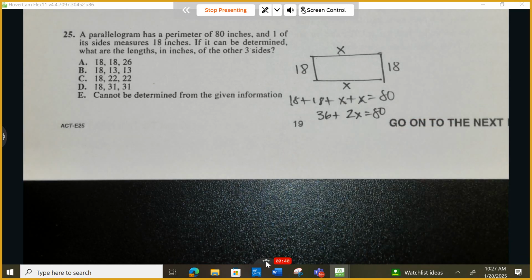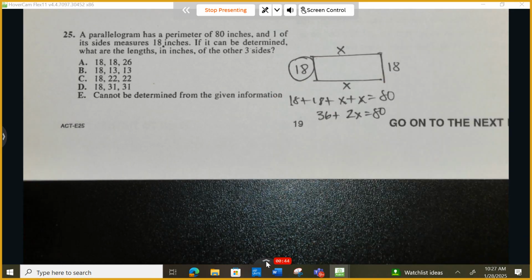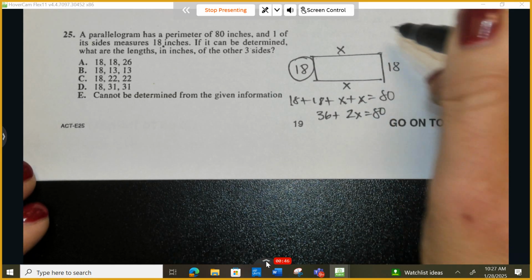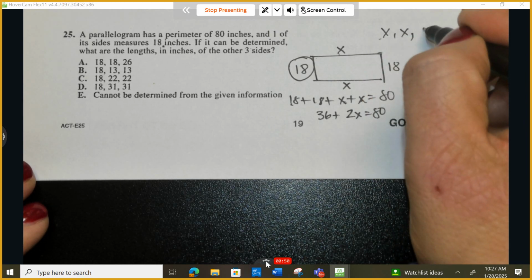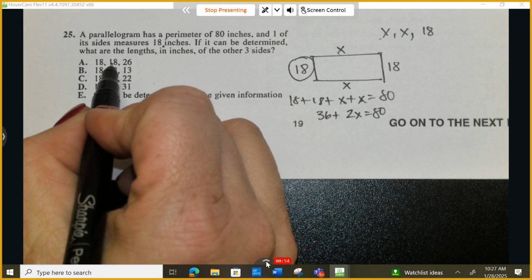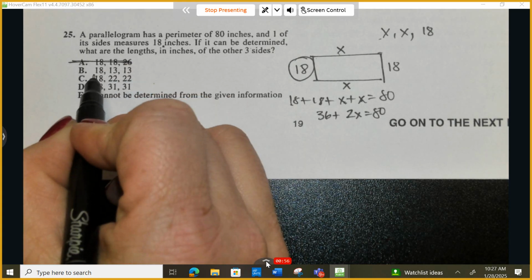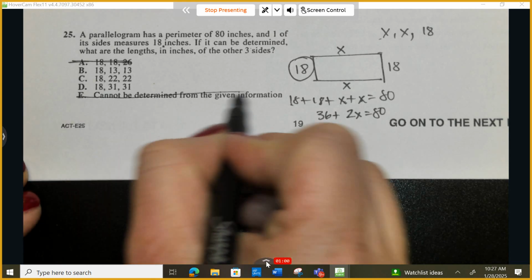Now before I go any further, it says one of the sides is 18, so it's accounted for this one side. What are the other remaining sides? Notice that if I listed these other remaining sides, two of them will be exactly the same, and then the third side will be 18. So when I look down below, I should only have one list of 18. So maybe B is the option, maybe C, and maybe D.